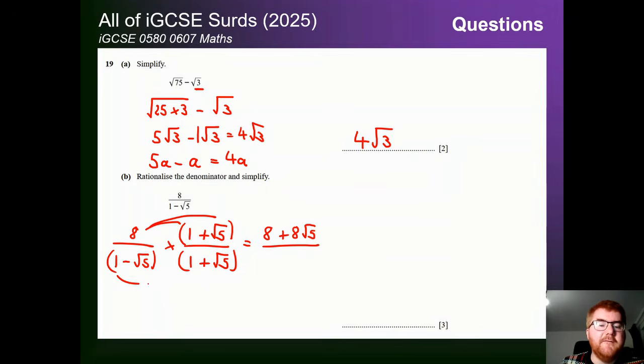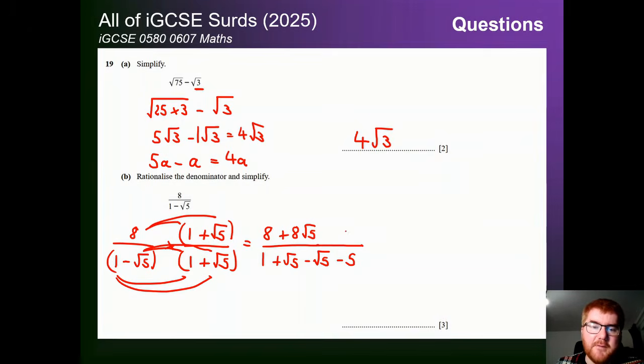And then we do the bottom with first, outside, inside, last. So 1 times 1 is 1. 1 times plus root 5 is plus root 5. Minus root 5 times 1 is minus root 5. And then be careful here, minus root 5 times plus root 5. That gives us negative 5. So be careful with that. Then if we continue, we get 8 plus 8 root 5. We have the cancellation in the middle. That gives us then 1 minus 5 is minus 4.